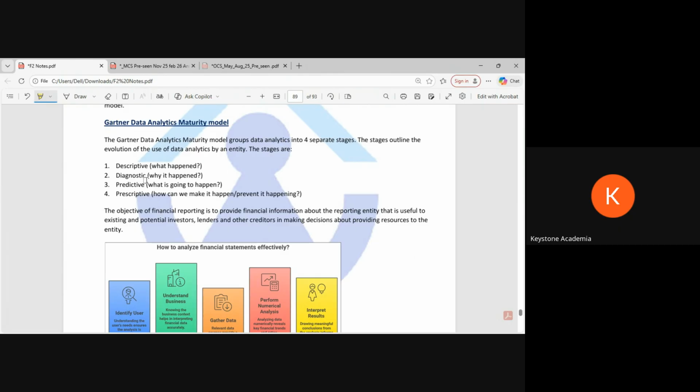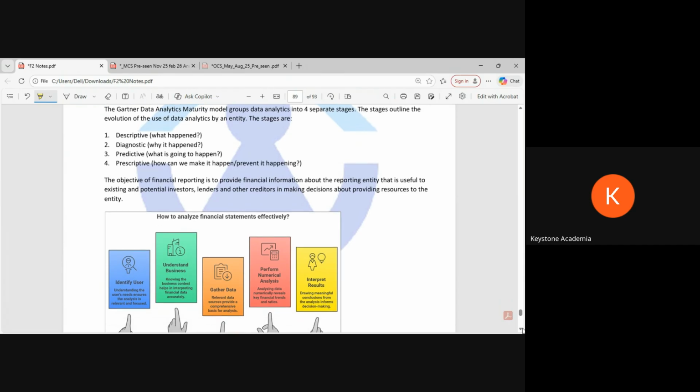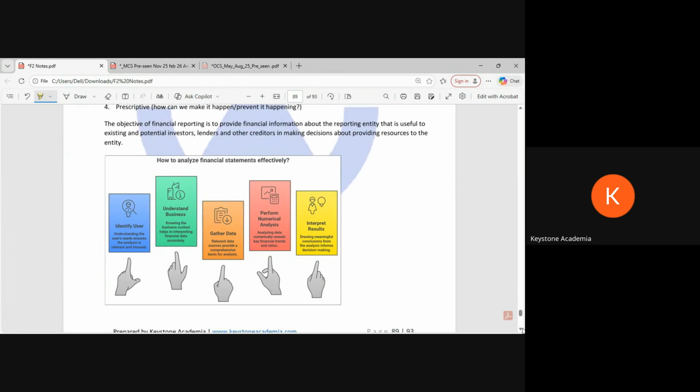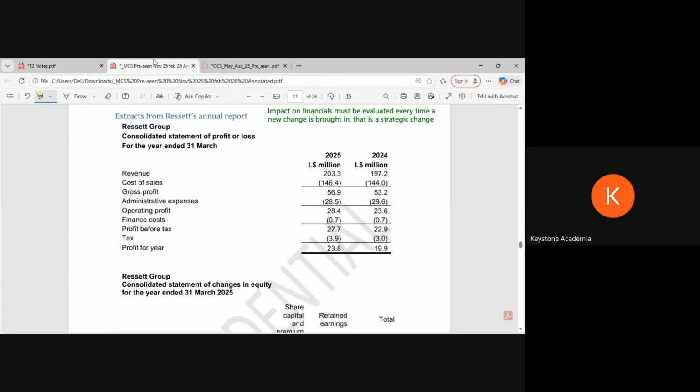But we have to see how it can help us to predict something for the future. From a perspective, how can you make it happen, or prevent it from happening, if some ratios or some things are increasing? But one good thing they have done, you must have noticed, is they have given us two things. One is the 2024 and 2025 comparison. Why? So we can analyze properly.